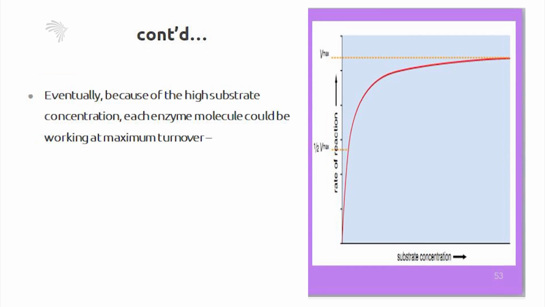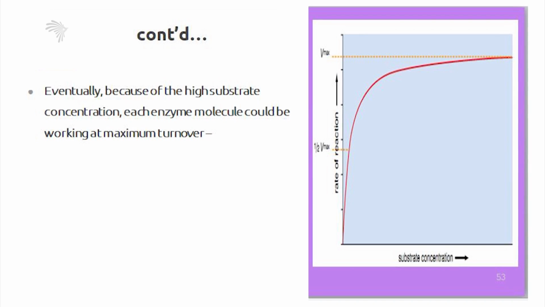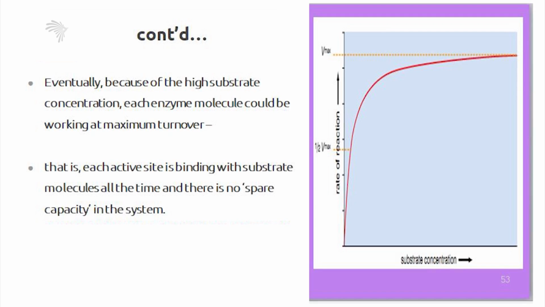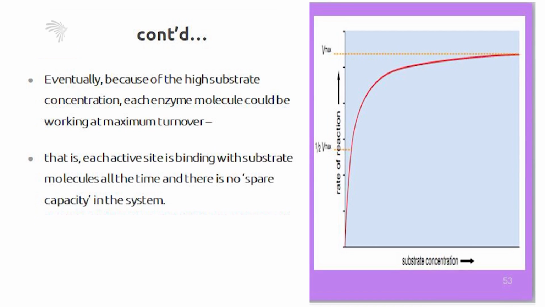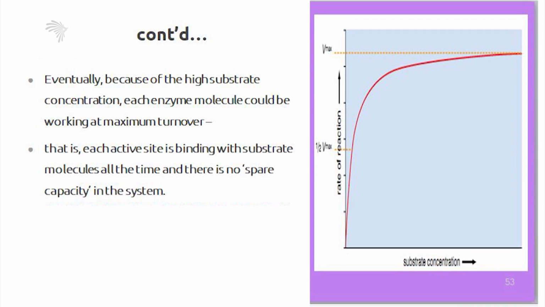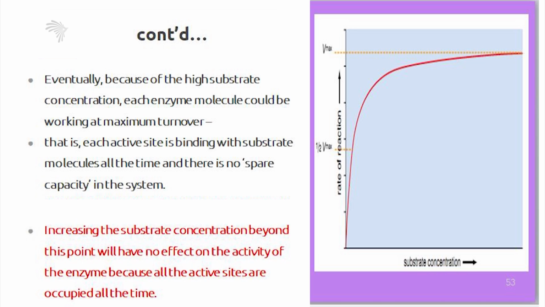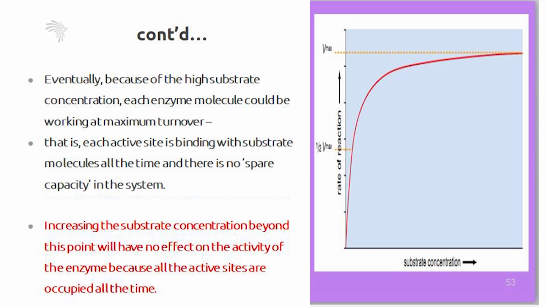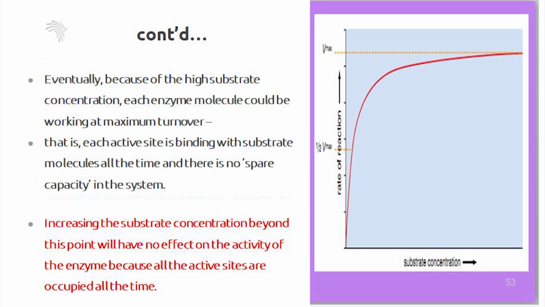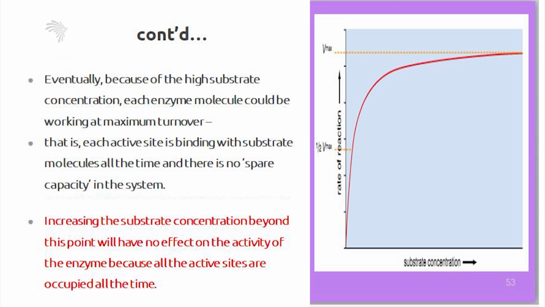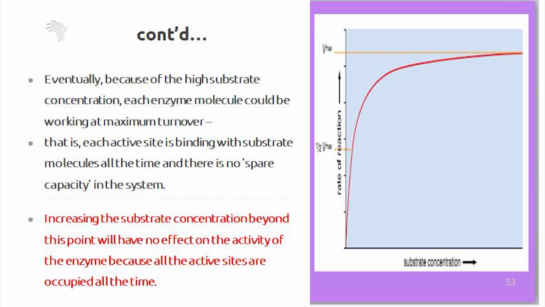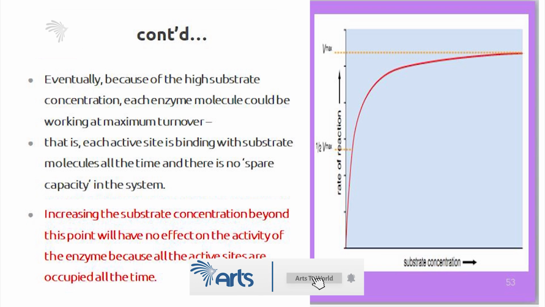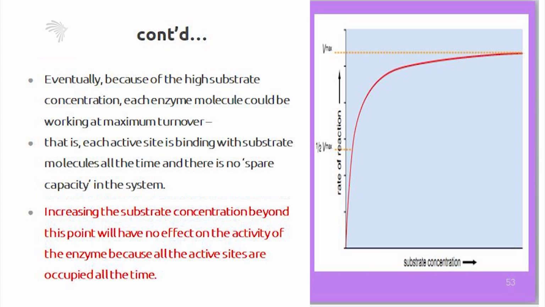Where there are sufficient substrate molecules, there are sufficient products, and the catalytic activity of the enzymes is at its maximum turnover. That is, each active site is binding with a substrate molecule all the time, and there is no spare capacity in the system. Increasing substrate concentration beyond this point will have no effect on the activity of the enzyme, because all the active sites are occupied all the time. So beyond the available enzymes, if the process contains more substrate molecules, this does not have any effect, as long as all the enzymes are occupied by substrate molecules.